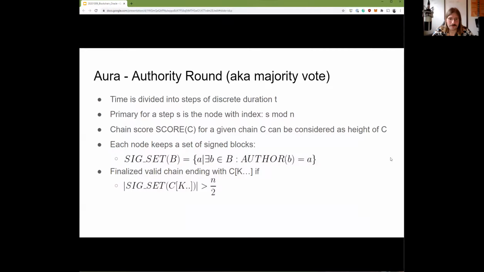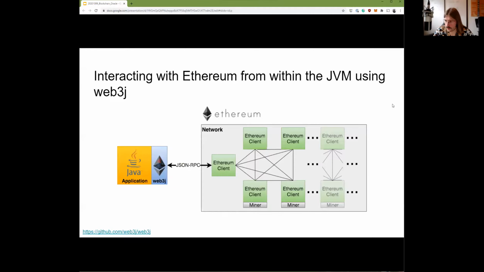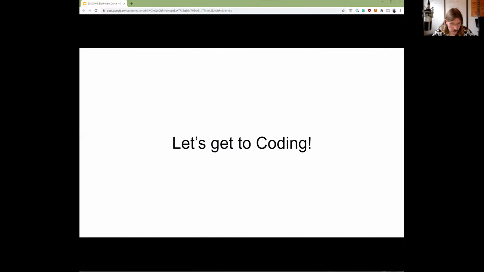Yeah. Okay, this I will skip. This is a more complex topic of consensus protocols. But what I want to show in the end is how to interact now with a smart contract from Java. And for this, we use Web3j as a library. Works very well. So let's check this out.